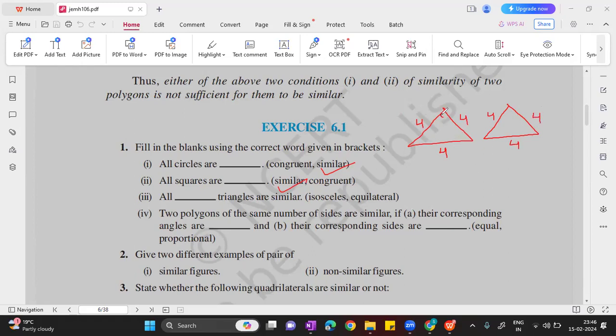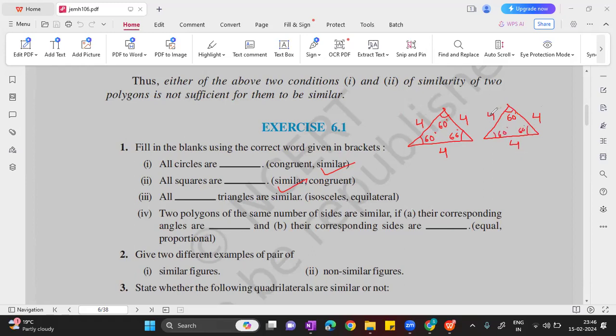And yes, the angles are also the same. That is one thing that you should know: in an equilateral triangle, each angle is 60 degrees. So 60, 60, 60. This is also 60, 60, 60.